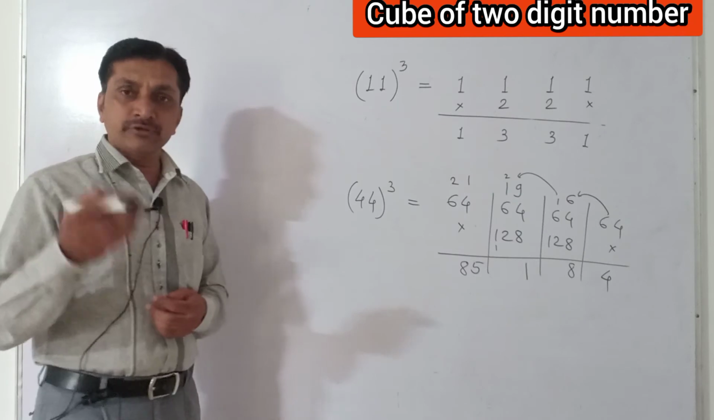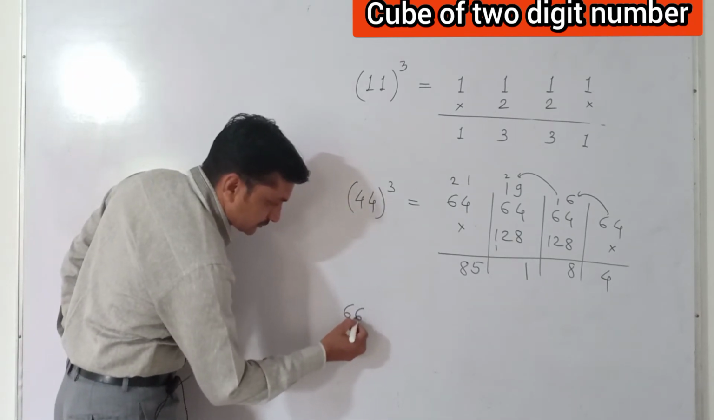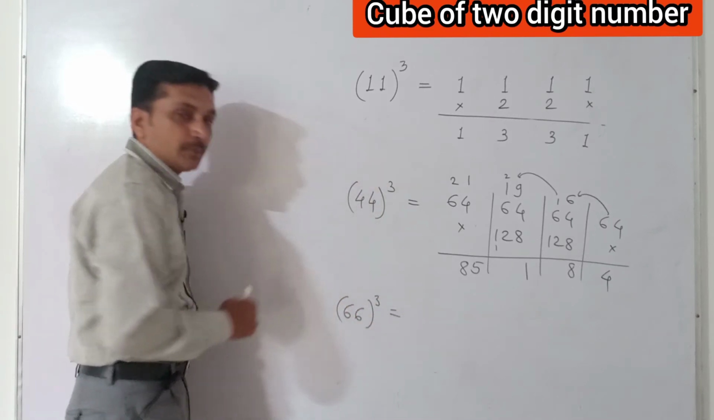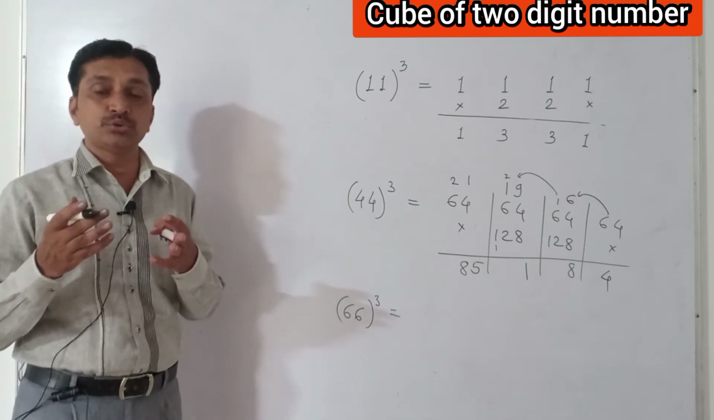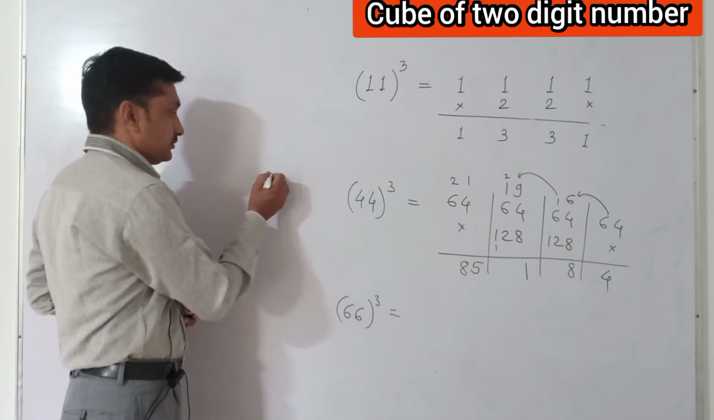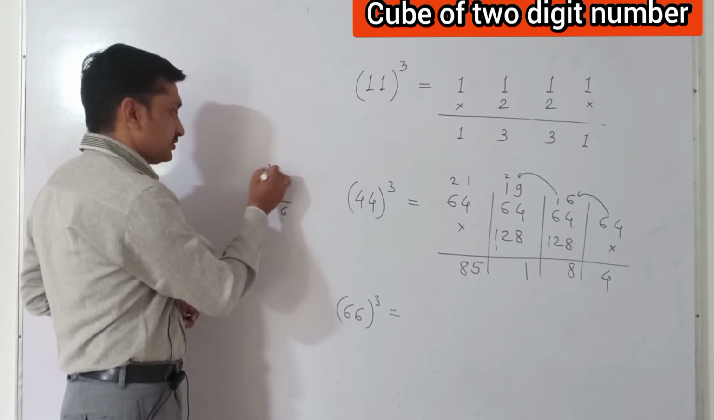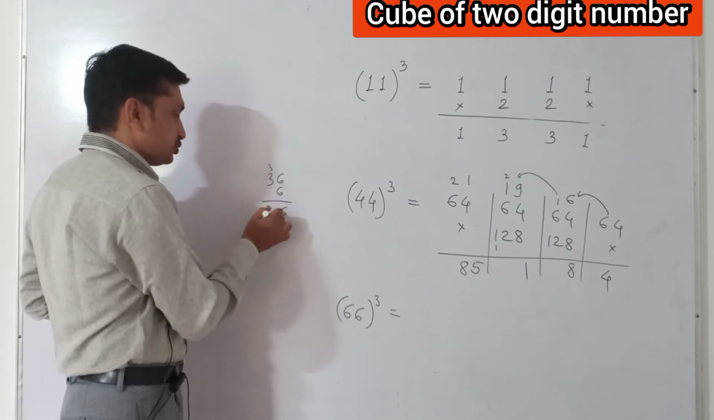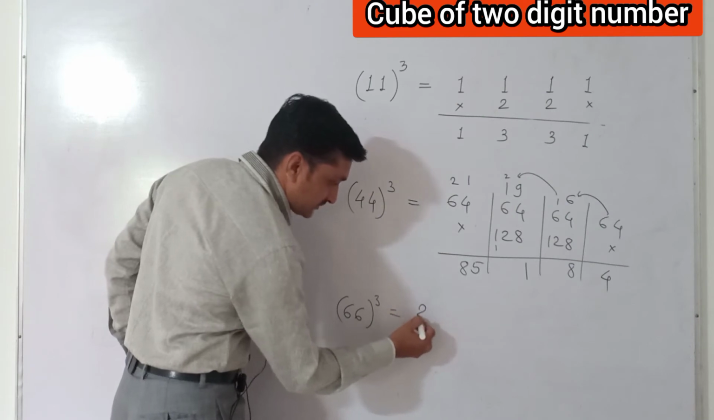Okay, now one more example I take: 66 cube. Okay, now cube of 6. 6 6s are 36, 36 6s are 216. Correct? 6 6s are 36, 3 carried over, 6 3s are 18, 19, 20, 21, 216. Correct. So cube of 6 is 216.